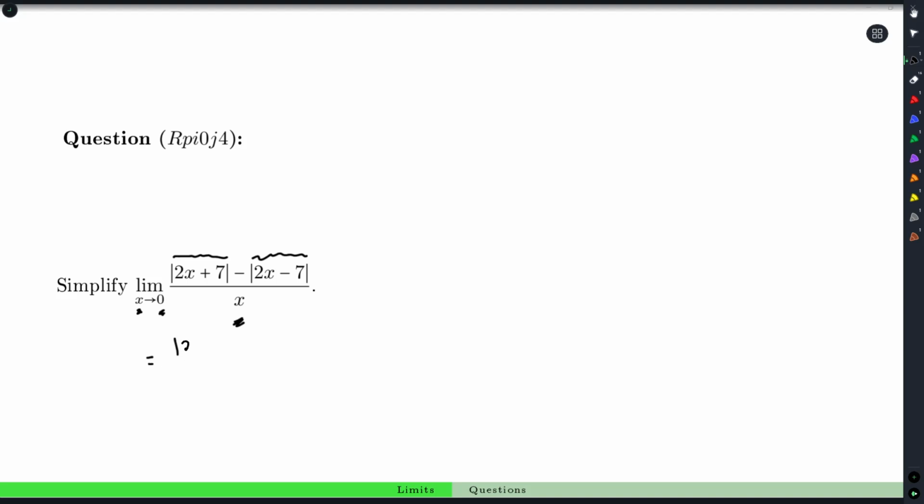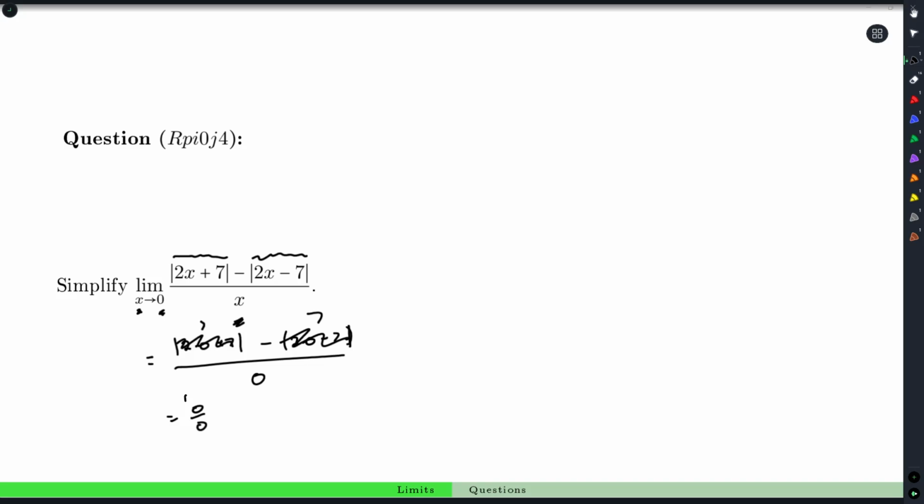And in this case, we'll say, okay, absolute value of 2 times 0 plus 7, well, that's 7, minus absolute value of 2 times 0 minus 7, so that's absolute value of minus 7, that's also 7. And plugging in x equals 0 on the bottom, you get 0. So we'll get 7 minus 7, 0 over 0. So that's not a does not exist. It has to be 1, it has to be 0.